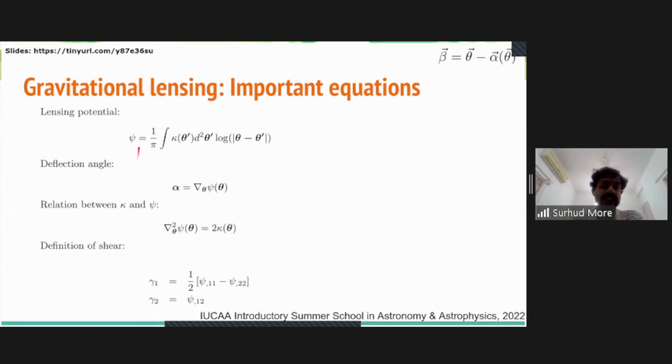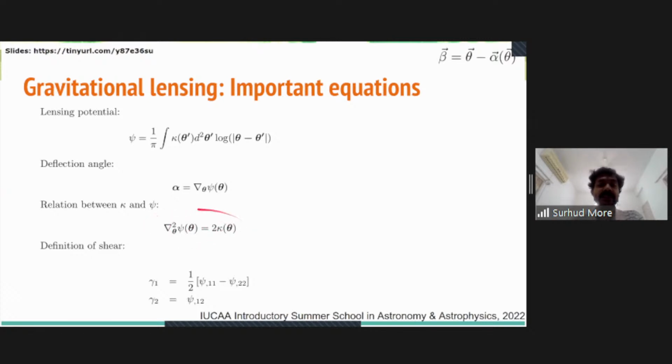The deflection angle is just the gradient of this lensing potential. This is again something which we had derived. We had worked out from first principles, and then from general relativity, what the deflection angle looks like, and from there we worked out the definition of a potential which gives you the deflection angle when you take a gradient of it. So these were the two equations. And then there is a relationship between this lensing potential and the kappa itself, which is causing this lensing potential. That relation is given by the Laplacian of psi is equal to 2 times kappa.